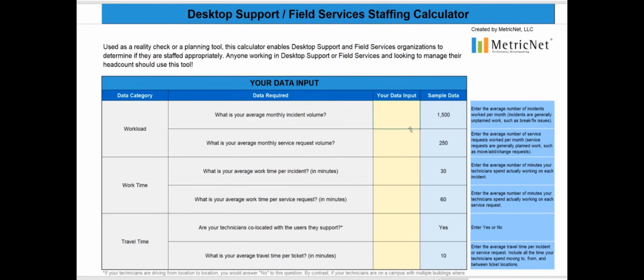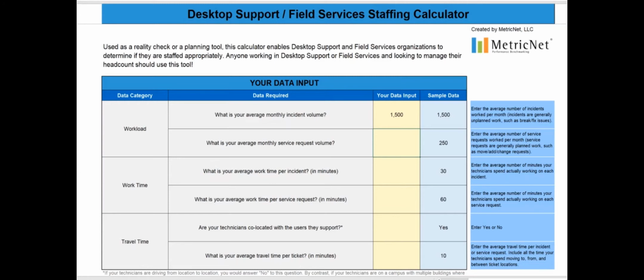And you'll see that when you open it up, we ask a series of questions around workload, work time per incident and service request, and the travel time per ticket. I'll explain these as I go through them. First question is, what is your average monthly incident volume? Let's assume 1,500. I'm making these numbers up, but I want to simply illustrate how the calculator works and how simple it is to right-size your desktop support or field service organization.